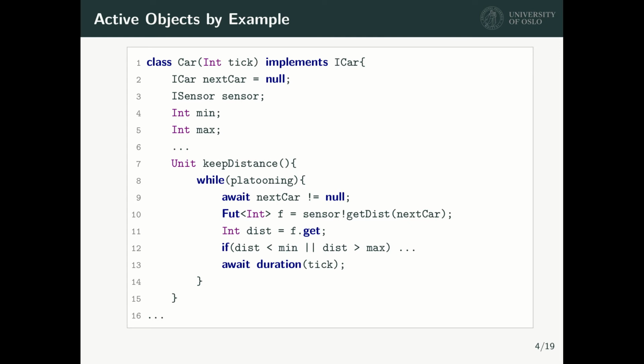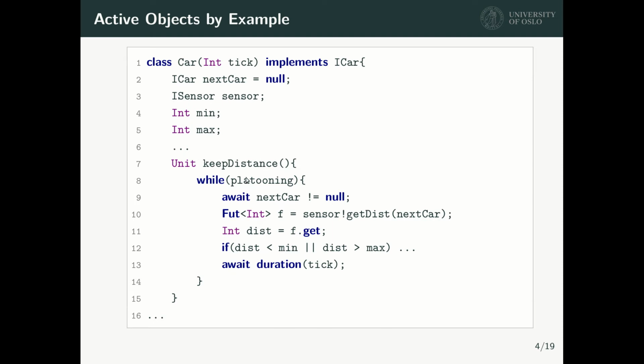So here's an example. We have a class Car. It has several fields. For example, it has a tick, how often it checks its sensor. It has a sensor, it has a pointer to the next car in front of it, and it has some other fields, for example a minimum and a maximum distance to the next car.